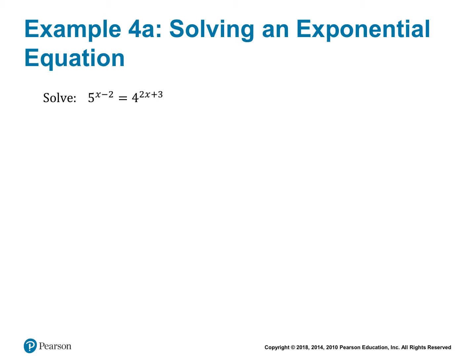Okay, example 4a is 5 to the x minus 2 equals 4 to the 2x plus 3. So neither of these has a base 10. We can't write them with a common base. So let's go ahead and take the natural log of both sides.